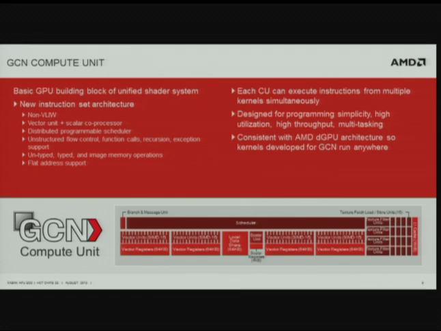So the building block in the graphics engine is our CU, or compute unit. The compute unit is made up of, as we call them, 4 quads, and those are SIMD engines. They're 16 wide, or 4 quads, as we call them, SIMDs. Each one of those SIMDs can be scheduled independently.